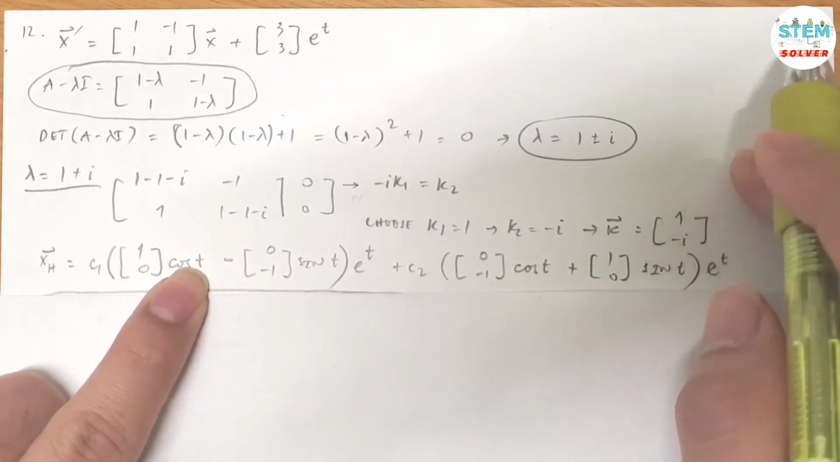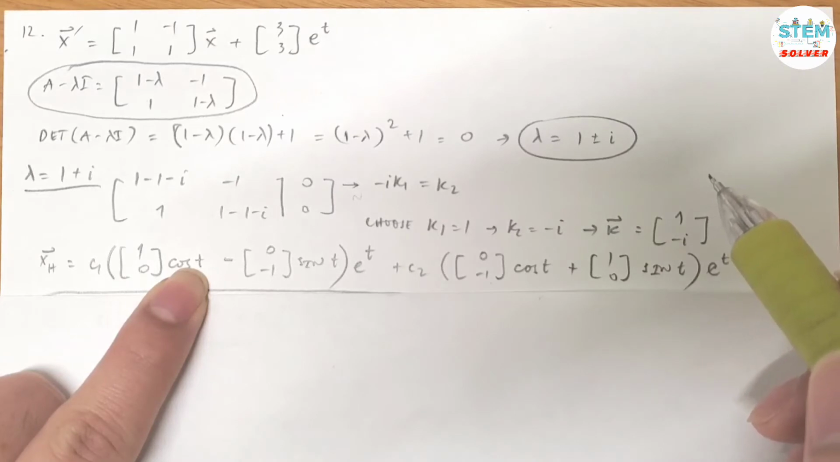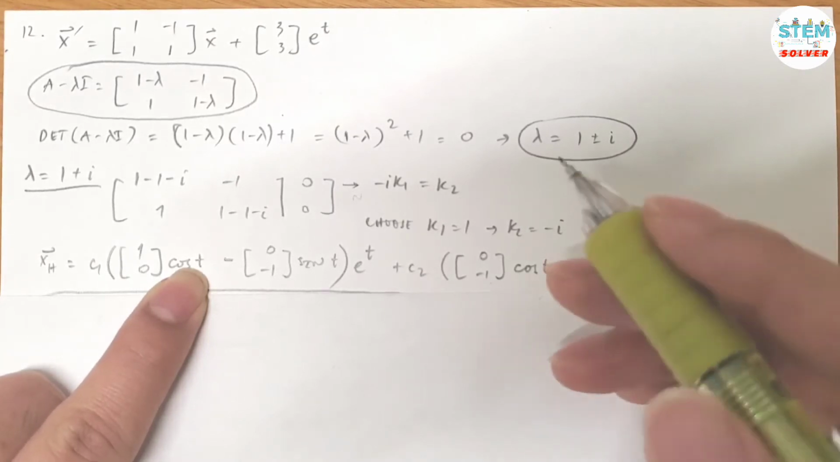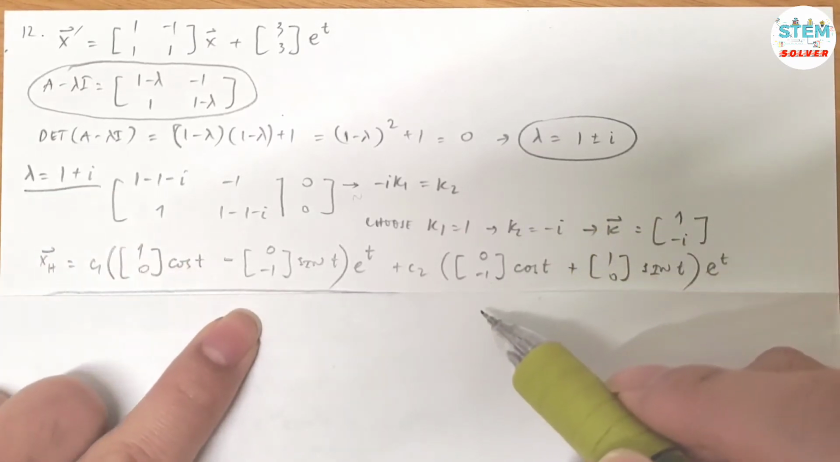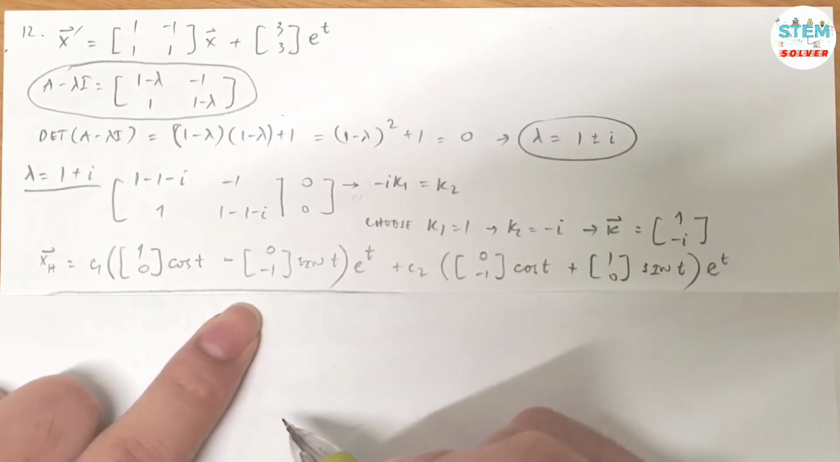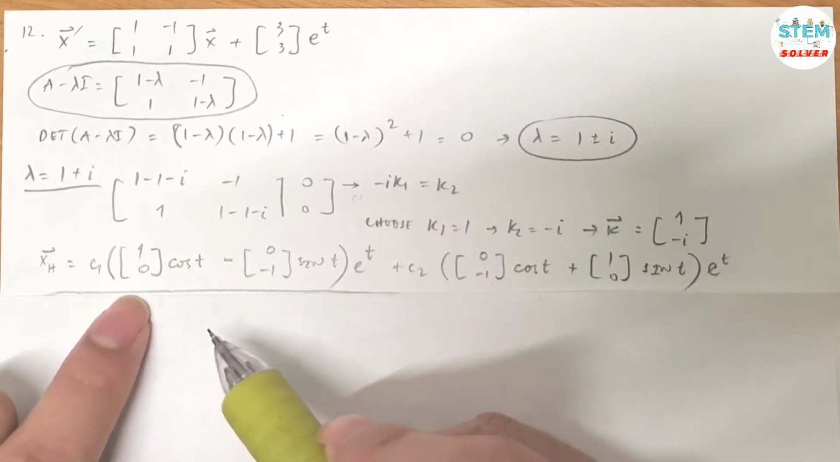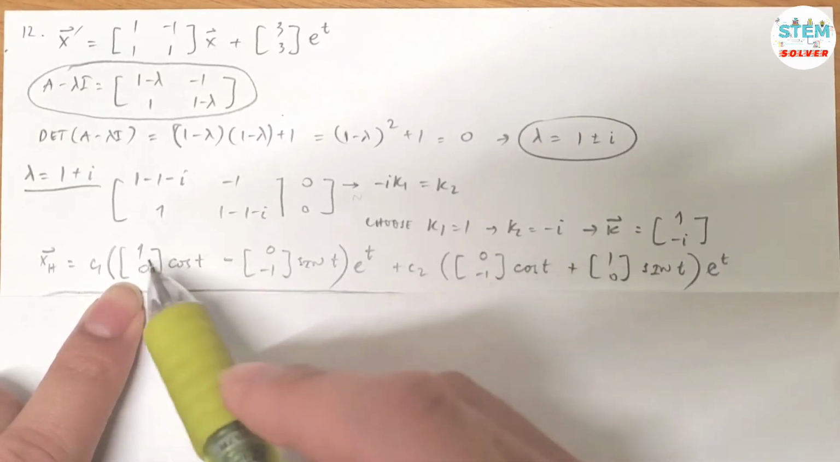Again, you have complex eigenvalues, so it's not necessary to find lambda equals 1 minus i, because the answer is just the conjugate of the first one. Here's what I mean by conjugate. Once you know the first solution, you can find the other solution very easily.